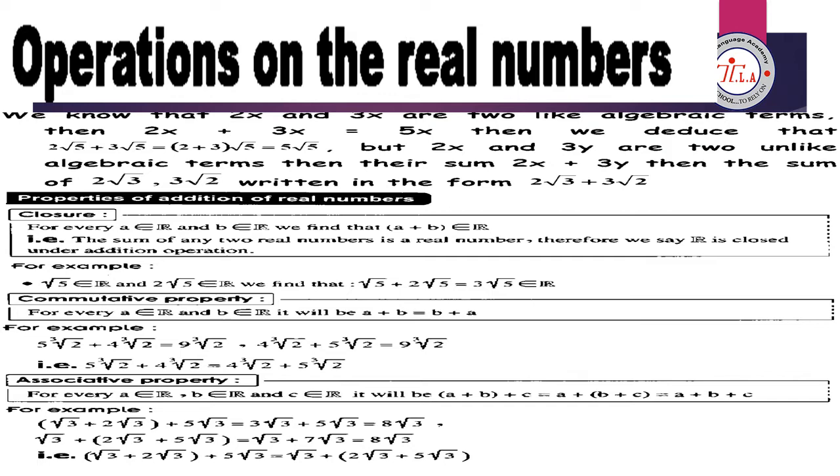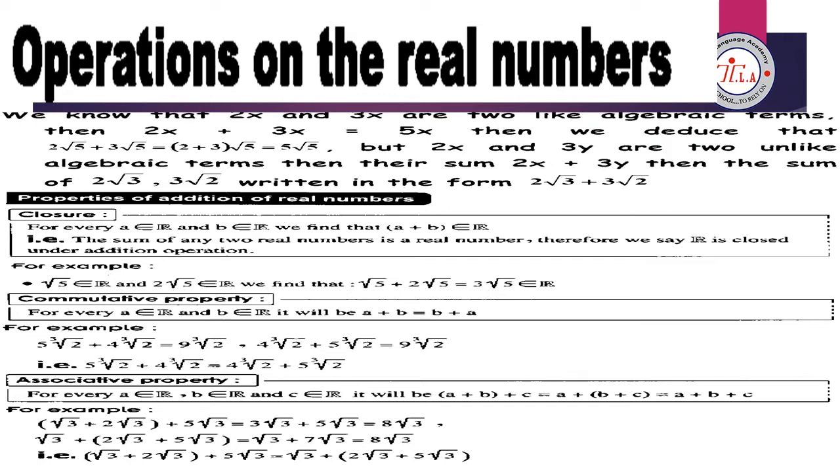For every a belongs to R and b belongs to R, a plus b equals b plus a. For example, if we have cube root of 2 plus 4 cube root of 2, the result will be 5 cube root of 2. And if we commute, the result will be the same: 4 cube root of 2 plus cube root of 2, it will be 5 cube root of 2.